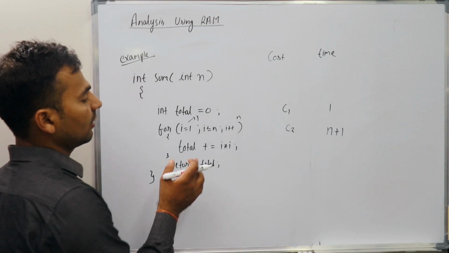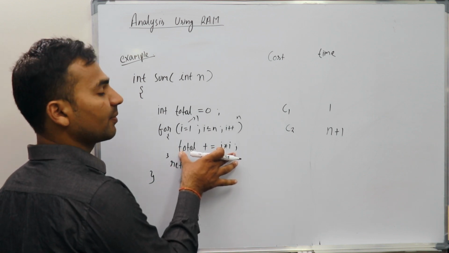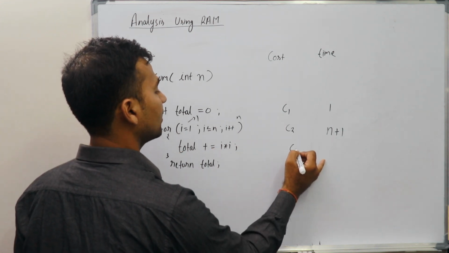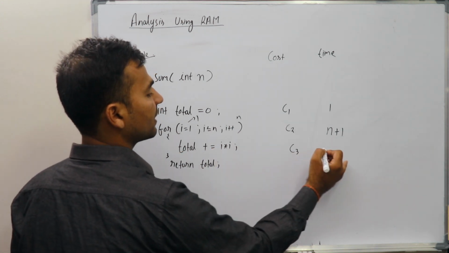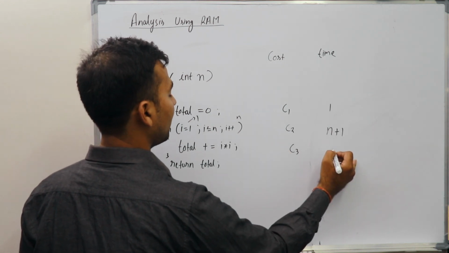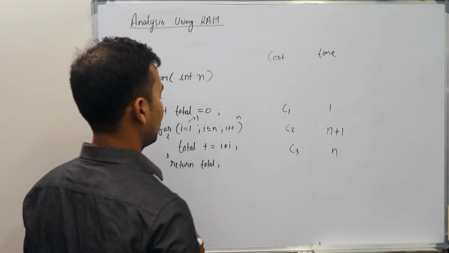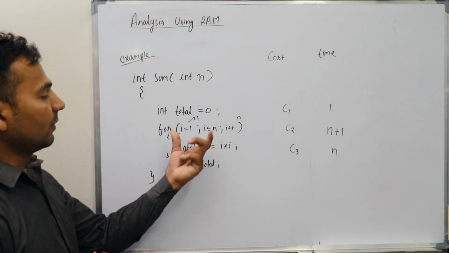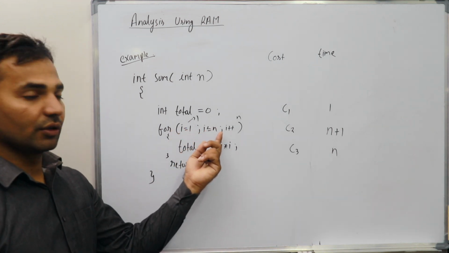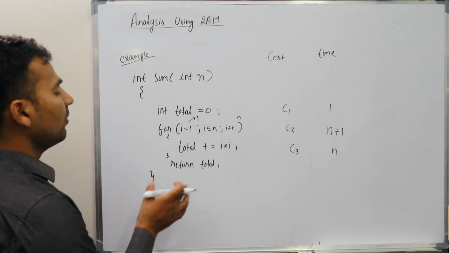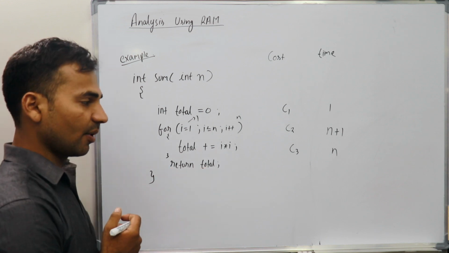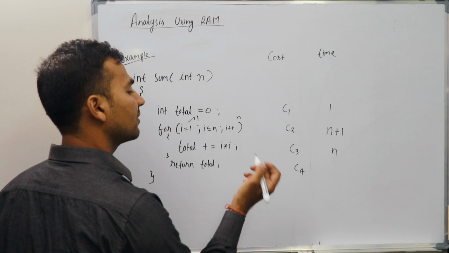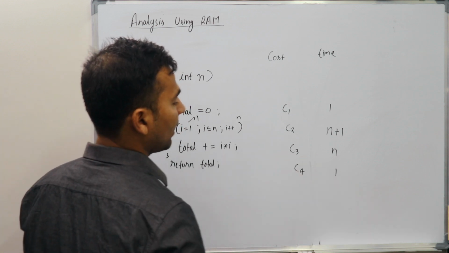Now let us see how many times this primitive operation operates. The cost is a constant C3, and it runs for n times, right? Because the body runs n times in the loop, since i starts from 1 and i is less than or equal to n. Now the return is also a primitive operation, therefore it takes some constant time C4. And how many times does it run? It runs for 1 time.